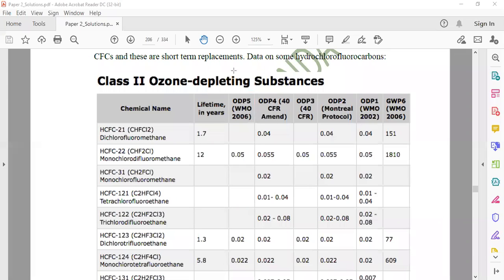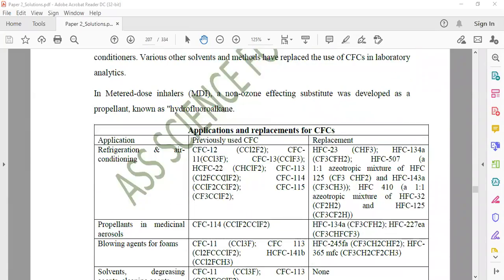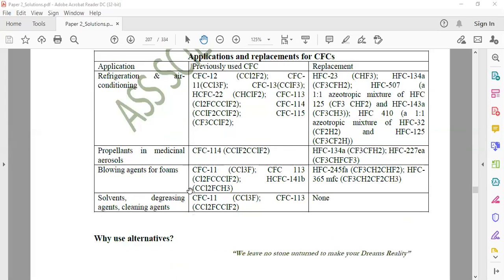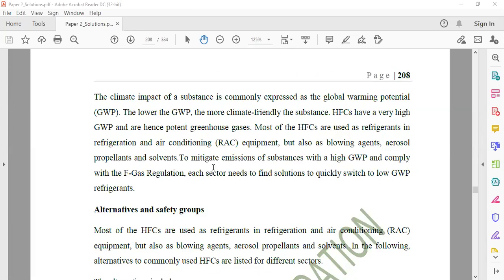Global warming potential is also important for these substances, these columns which I am highlighting. You must have a look at them. Now let's move to the next question, question number 53. Here we have mentioned all the details, like what the applications are, why they are alternatives, why use alternatives. As I told you, global warming potential and ozone depleting potential are the main criteria that have been highlighted.